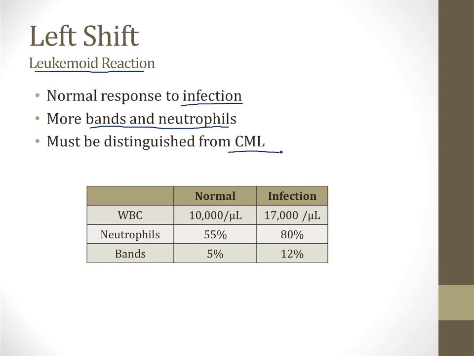In the table on the screen, I've shown you what happens to the white blood cell count in a patient who goes from a normal state to a state of infection. In the normal state, the white cells are about 10,000 with about 55% neutrophils and 5% bands. In the setting of infection, the white blood cell count rises and the percentage of neutrophils and bands also rises. This is not leukemia, so you have to exclude a left shift or leukemoid reaction. In other words, you have to exclude a reaction to infection in order to make the diagnosis of CML.